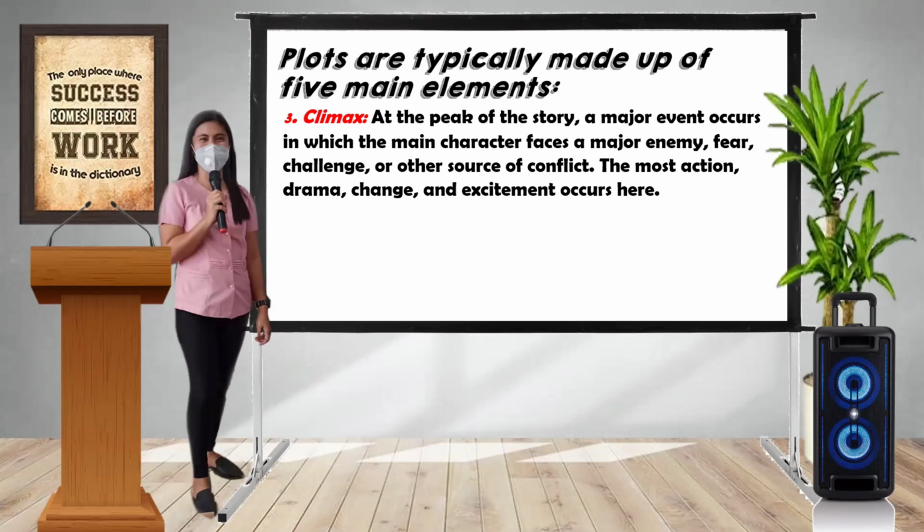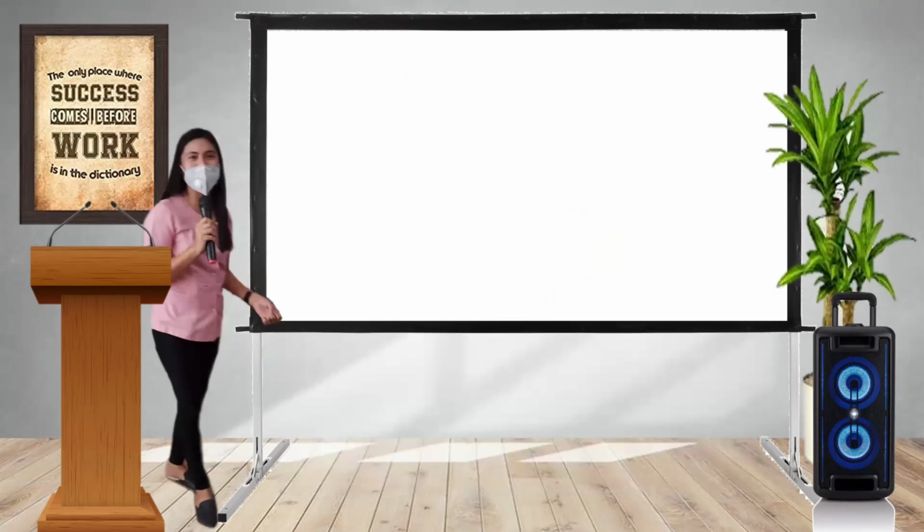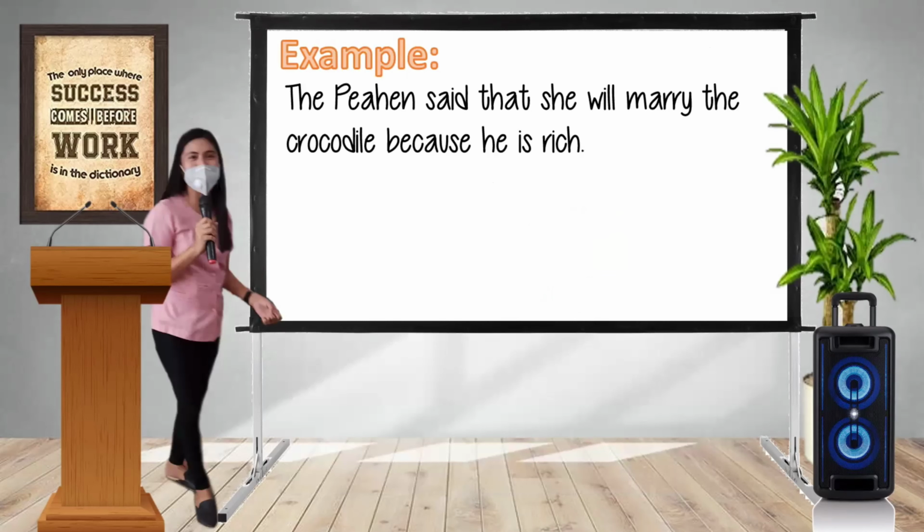The third element is called the climax. At the peak of the story, a main event occurs in which the main character faces a major enemy, fear, challenge, or other source of conflict. The most action, drama, change, and excitement occurs here. In the story The Crocodile and the Peahen, the climax is: the peahen said that she will marry the crocodile because he is rich.